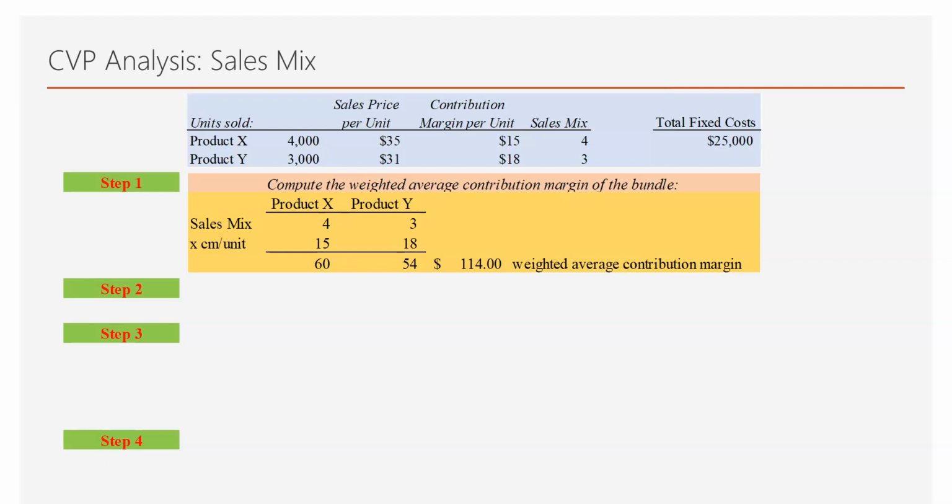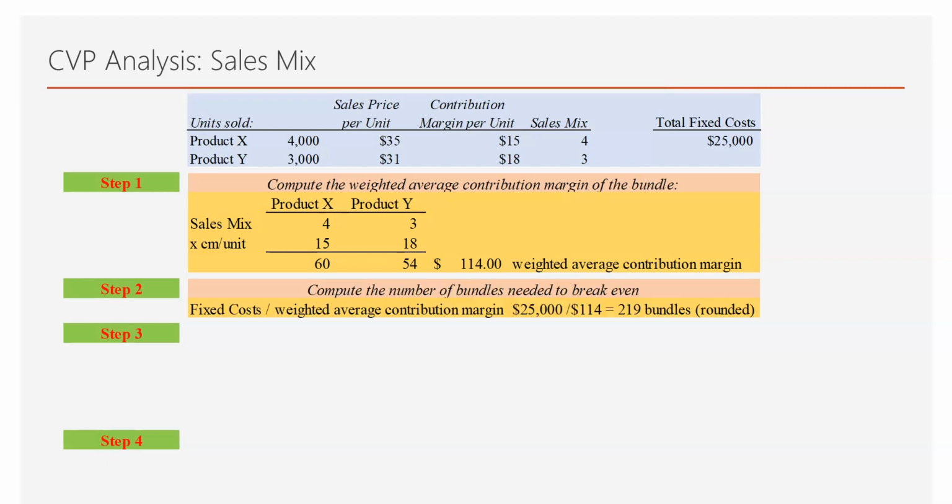So in the sales bundle of 7 units, what do I sell? I sell 4 units of product X with a contribution margin of $15 each. So in that sales mix, I'm going to get $60 of contribution margin from product X. Now for every 4 units of product X, I sell 3 units of product Y. And the contribution margin on those 3 units is $18 each, for a total of $54. So when I add the 60 and the 54, I get $114 weighted average contribution margin.